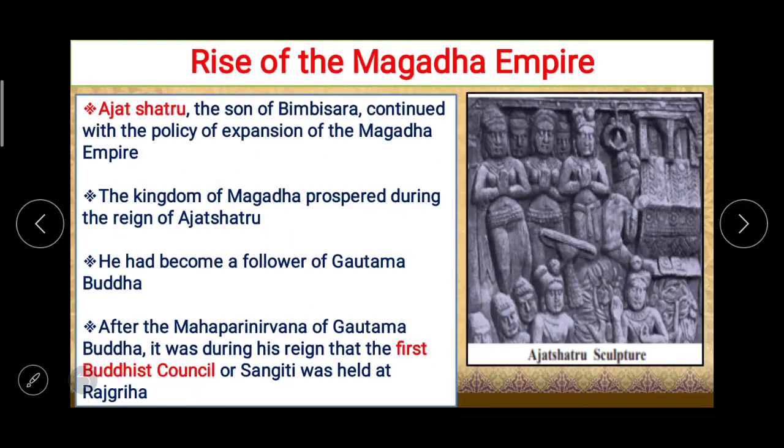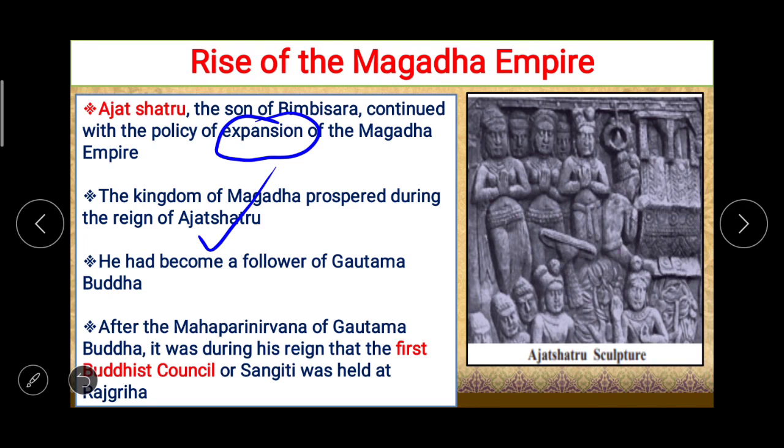Rise of the Magadha Empire. Ajatashatru, the son of Bimbisara, continued with the policy of expansion, the policy that Bimbisara had started. That is why the kingdom of Magadha prospered during the reign of Ajatashatru. He had become a follower of Gautam Buddha, and he successfully conquered many republics of the east.